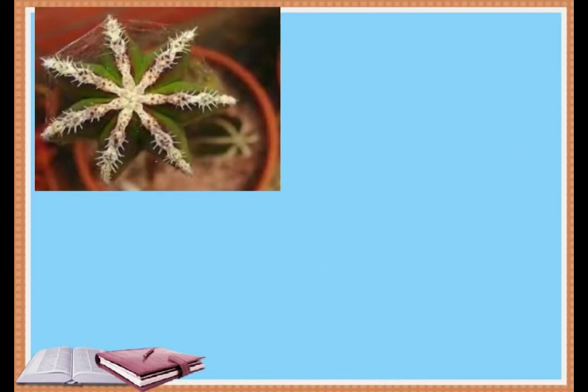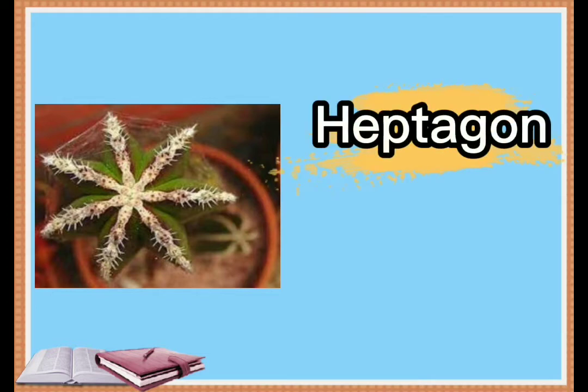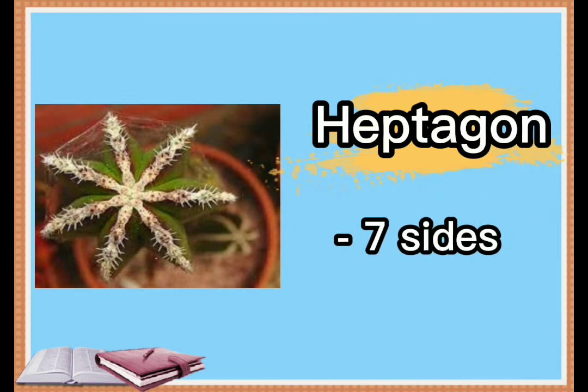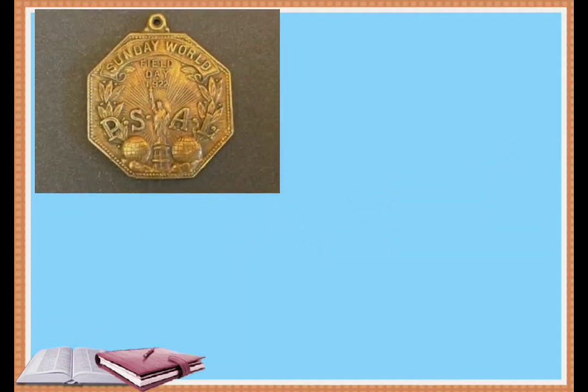Moving on, we have here a cactus. This one has 7 sides and a polygon with 7 sides is called a heptagon. A heptagon has 7 sides and 7 angles. Now, here are other examples of heptagons. Perfect! Now, let's go to the next one.